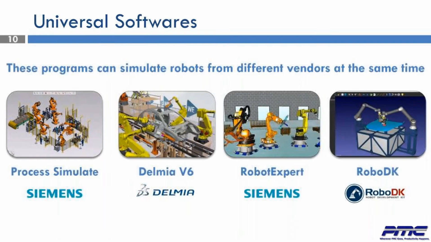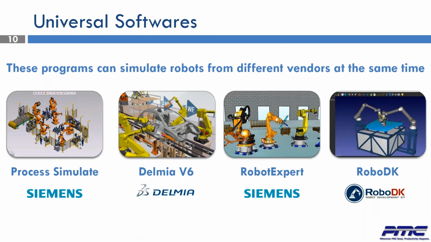On the other hand, we also have some universal solutions for robotic simulation. I mean, they are applications that have the ability to simulate different robots from different manufacturers at the same time within the application. So we have, for example, Process Simulate software from Siemens, DELMIA V6 from Dassault Systèmes, Robot Expert from Siemens, and Robcad from the Robcad company.